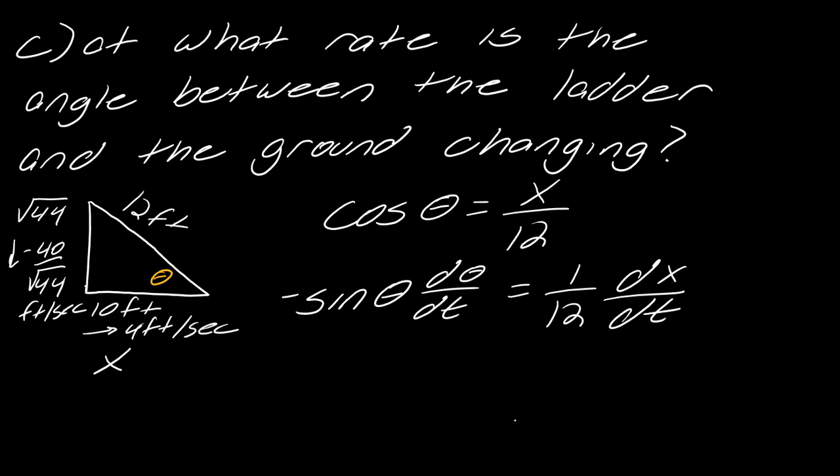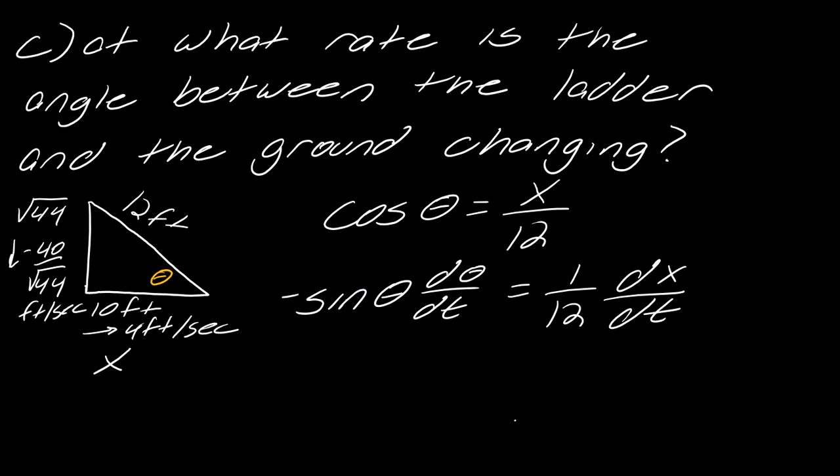Okay, now I know the rate to put in here, so I can go ahead and plug in the 4. The one thing I don't know is this theta, and I also don't know the d theta dt. Now notice that the question is asking at what rate is the angle between the ladder and the ground changing. So this d theta dt is actually what we're looking for. So I need to be able to plug in something for this theta.